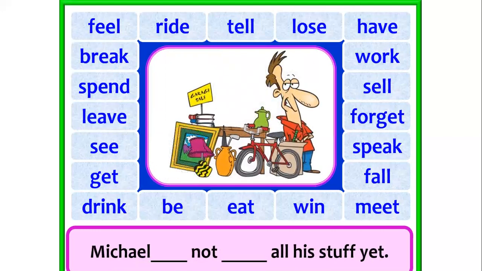Michael, not all his stuff yet. We can see that he's displaying his stuff for a garage sale. So he's selling the items. So can you see the items being sold? Not yet. So Michael has not sold all his stuff yet. The past participle of sell is sold. Michael has not sold all his stuff yet.